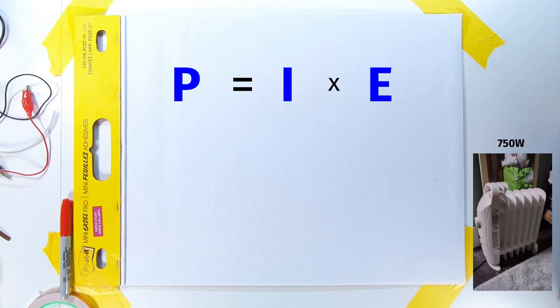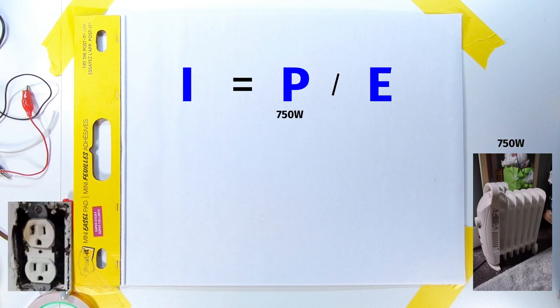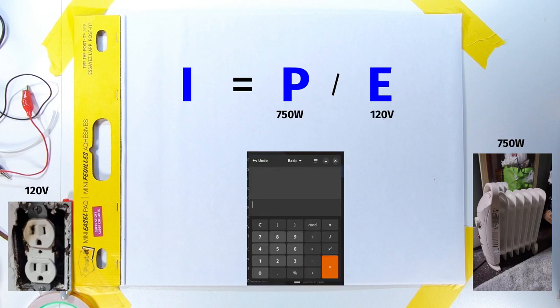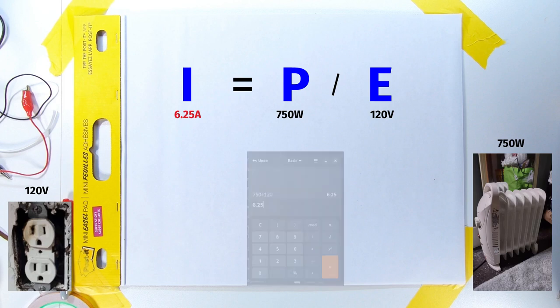Since we're solving for amps, we have to do a little algebra here to swap that around, and there, I equals P divided by E. Okay, we know the power, 750 watts. Since this plugs into a wall, we don't need to be told the voltage. House voltage is always 120 volts in the United States. So all that remains is for us to divide 750 by 120, and that gives us 6.25. Our 750-watt space heater consumes 6.25 amps.